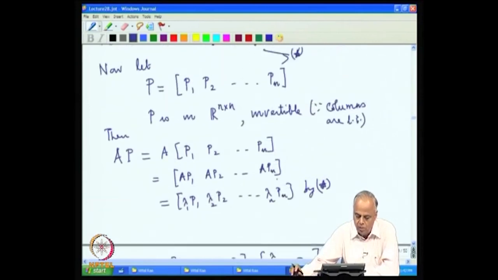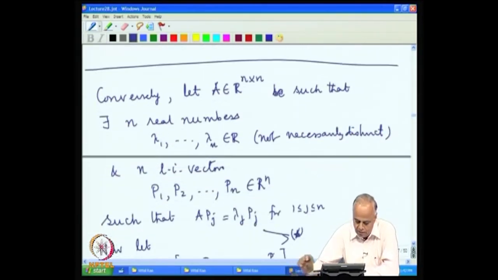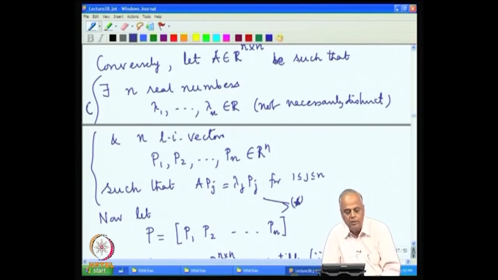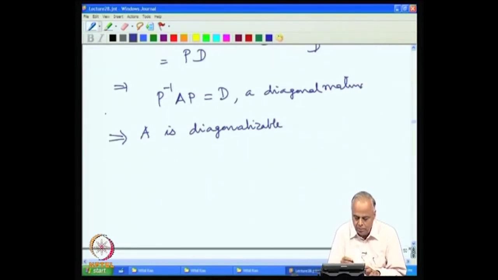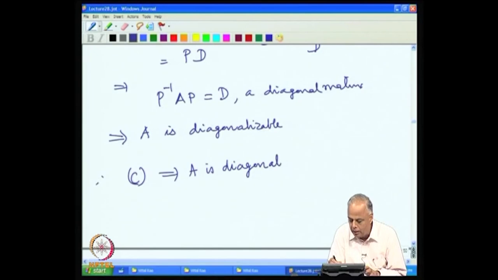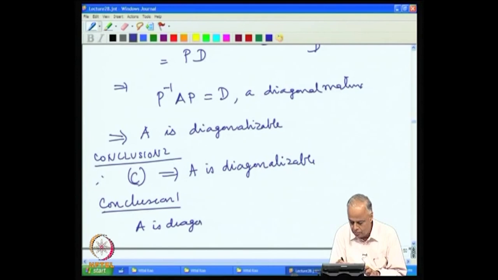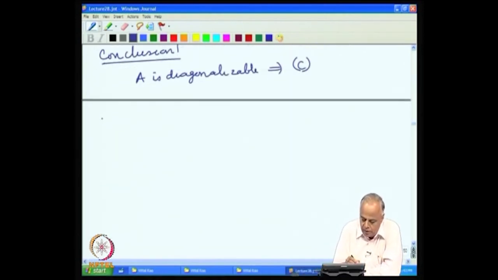So, now we call this whole set of conditions as C. What are those conditions? There are n real numbers and n linearly independent vectors such that A p j is equal to lambda j p j. What we have seen now is C implies A is diagonalizable, and what we saw earlier was this is conclusion 2. The conclusion 1 was nothing but A is diagonalizable implies condition C. And therefore, combining the two, we get the theorem.